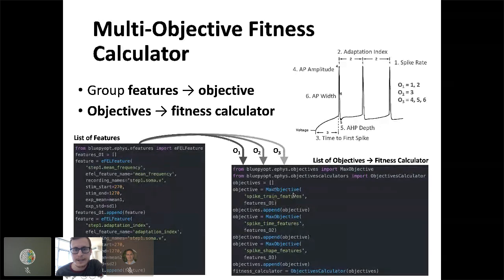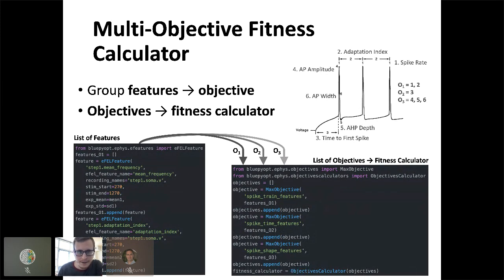Then you can create other objectives as well, maybe to capture spike time features like the time to first spike, or even spike shape features like the action potential width, amplitude, and AHP depth. And so here I have a list of 3 different objectives by the end of it. And that's why we call it a multi-objective optimization, because you're trying to capture multiple objectives in your optimization. You'd input that list of objectives into an objectives calculator, which is used to assess the fitness of the model.